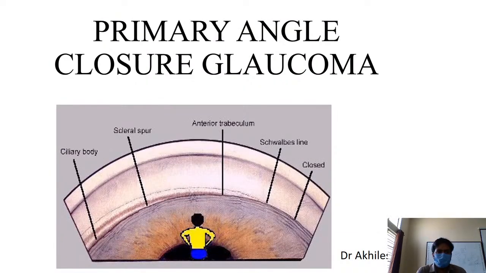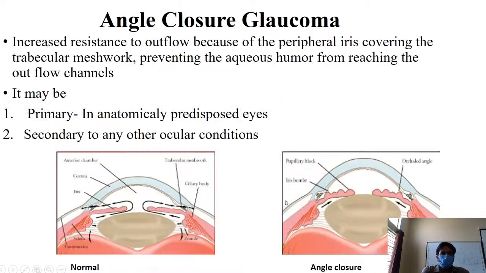Good morning. Today we'll be talking about primary angle closure glaucoma. Previously we spoke about open angle glaucoma, where all the structures of the anterior chamber angle are visible through gonioscopy, whereas in angle closure glaucoma the angle structures are not visible, and that's why we call it closed angle. So how does angle closure glaucoma happen?